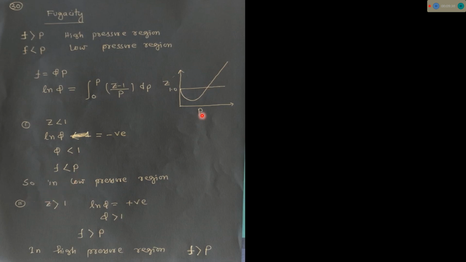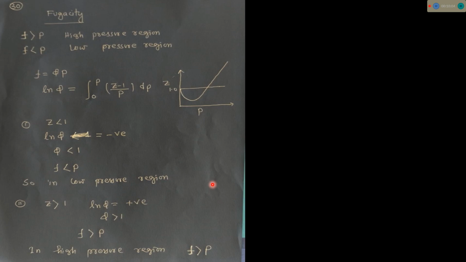If z is greater than 1, see in the high pressure region, this is the pressure axis. In the high pressure region, z is greater than 1. So this integration becomes positive, so ln phi is positive. Ln phi positive means phi is greater than 1. Phi greater than 1 means from this equation we can say that f is greater than p. So in the high pressure region, f is greater than p.